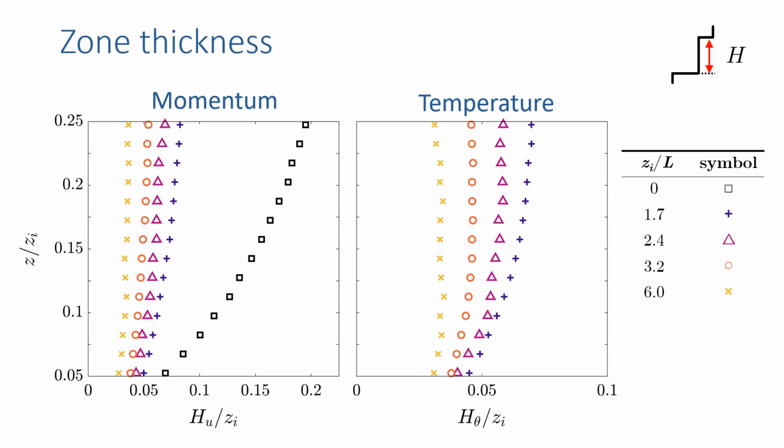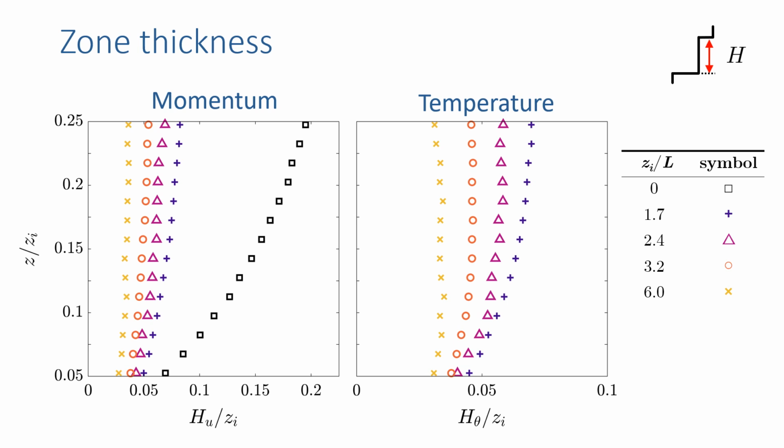Shown here are vertical profiles for the uniform zone size in terms of their vertical thickness. On the left is the momentum zones. For the neutral case with the black squares, the zone size increases as you move away from the surface. This is consistent with attached eddies whose size is proportional to distance from the wall. However, as you introduce stable stratification, the wall normal distance scaling is quickly lost in the sizes of these momentum zones, and by the time you reach the very stable case, these yellow data markers, the zone size is relatively independent of distance from the surface.